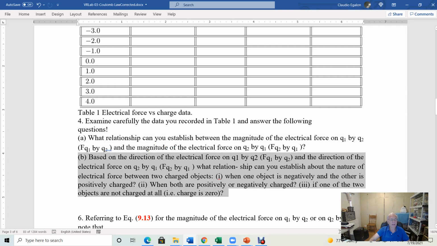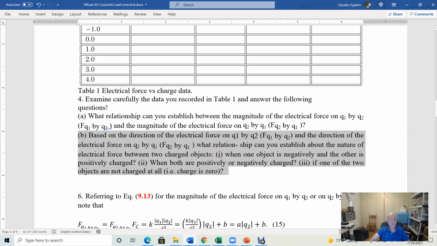Based on the direction of the electrical force, what relationship can you establish about the nature of the electrical force between 2 charged objects? Okay? The force is attractive when the charges are opposite. The force is repulsive when the charges have the same sign. It depends on the sign of the charges. If the object is not charged, then there is no electric force whatsoever.